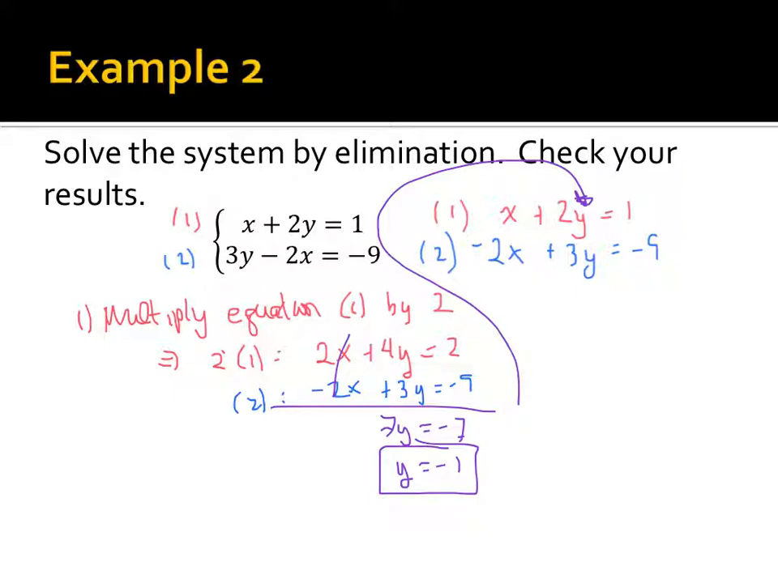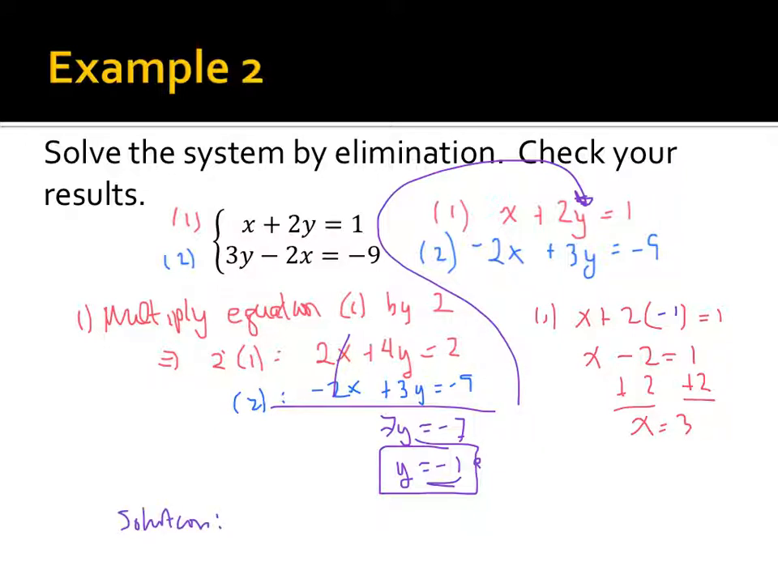And so on equation 1, I have x plus 2 times some number equals 1. And that number is negative 1. So I'm going to put the negative 1 here. And so I'm left with x minus 2 equals 1. I add 2 to both sides, and I get that x equals 3. And so my solution is x equals 3 and y equals negative 1, which is again the same thing we've gotten both times. I don't have to check it this time because we've already checked it a couple times.